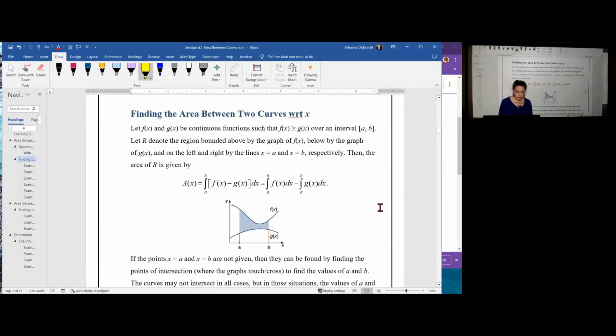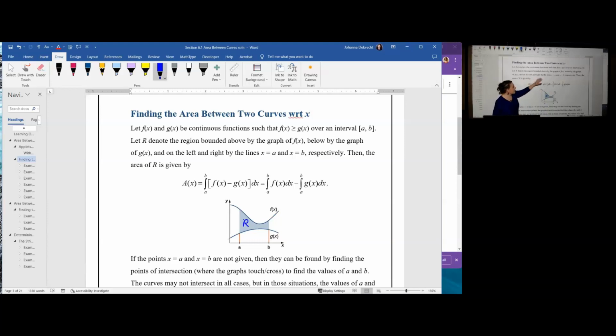Let's go ahead and introduce the definite integral that gives us the difference in area between an upper and a lower function. We'll let our functions f and g be continuous, such that f of x is always above g of x, over a closed interval from a to b. We'll let r denote the region bounded above by the graph of f of x and below by the graph of g of x. In other words, this area in here is r, and it's shaded blue.